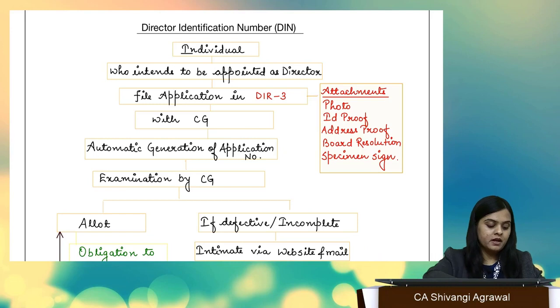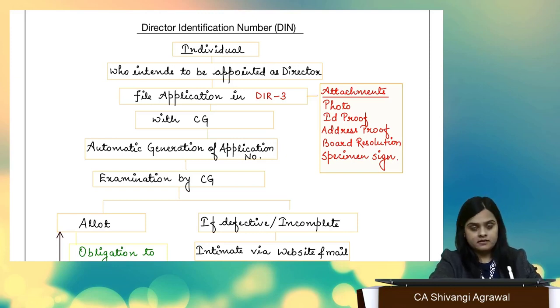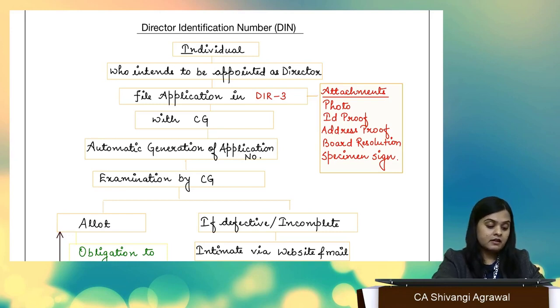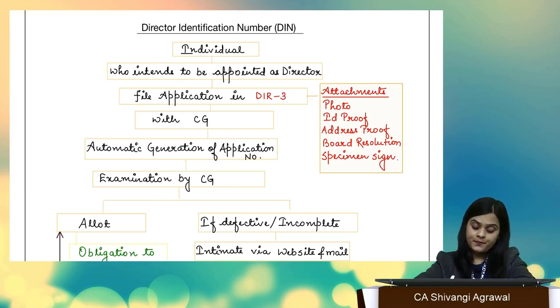Fine? Okay, ma'am. Now, we know that individuals who are holding DIN and who are not disqualified can be appointed as the director. So the next question is, what is DIN? DIN, Director's Identification Number. How do you obtain DIN? How do you get DIN? DIN can be obtained in two ways.